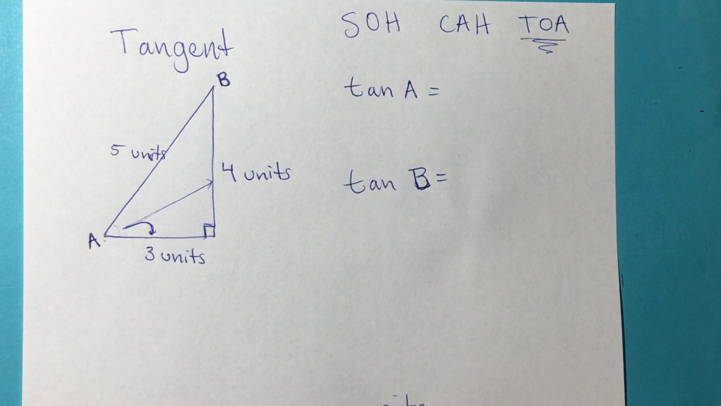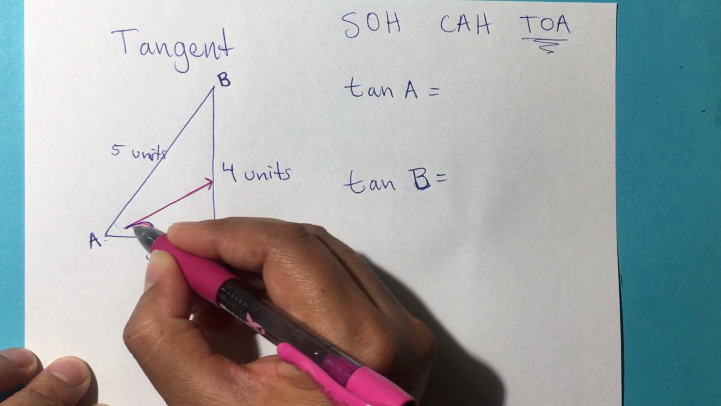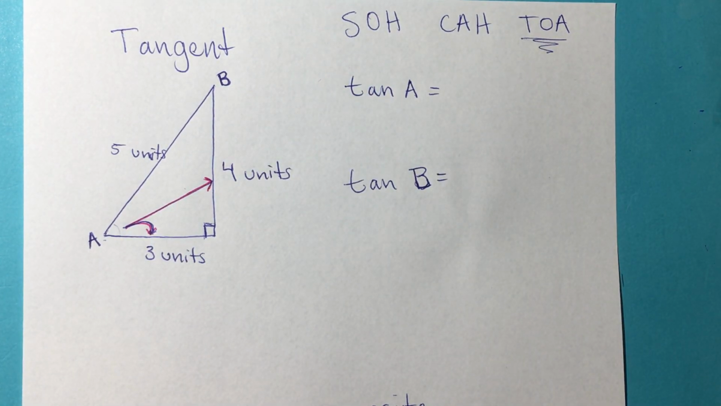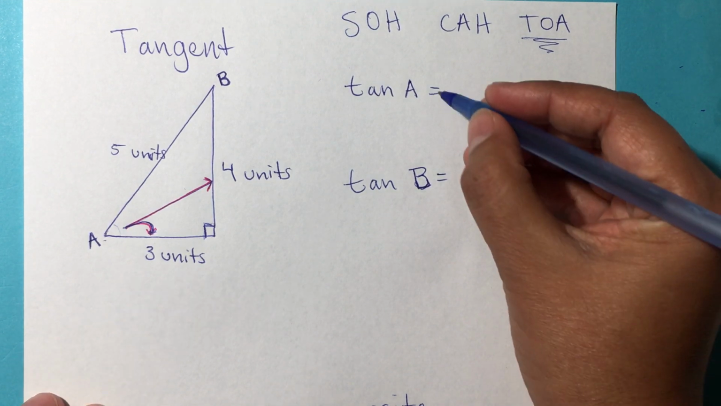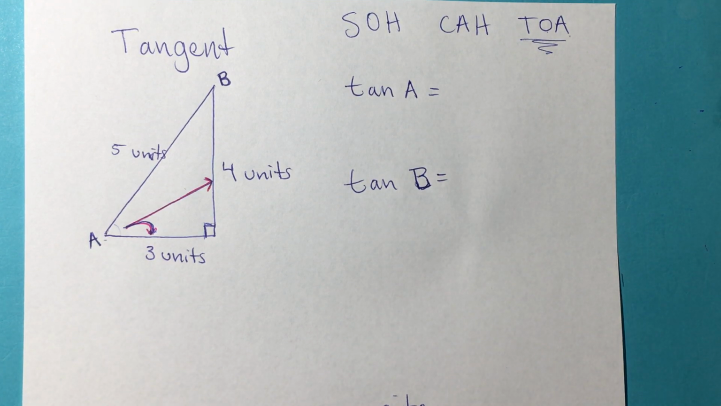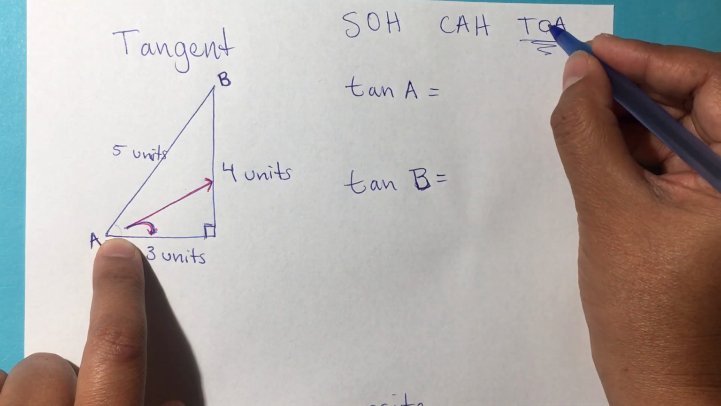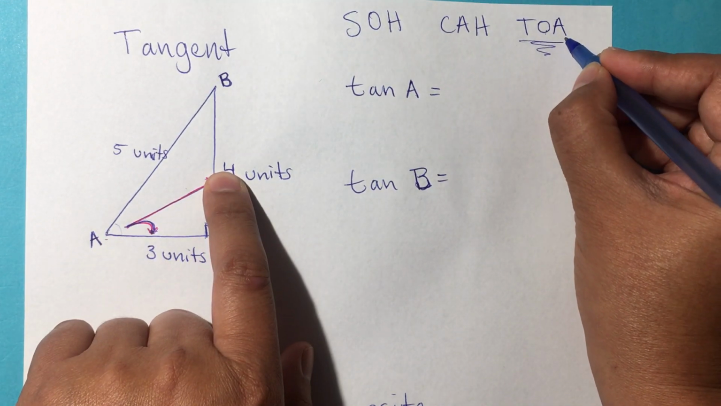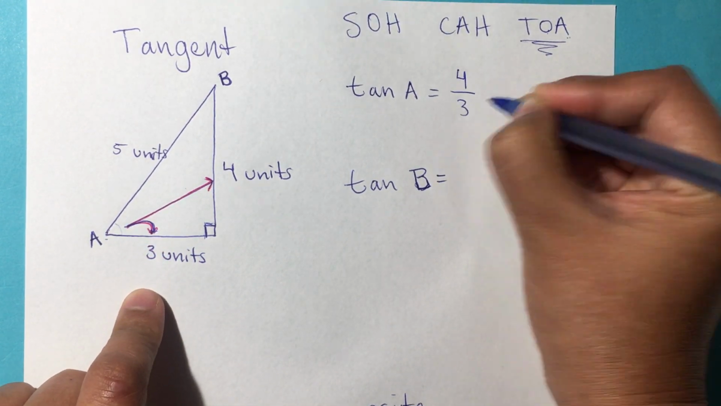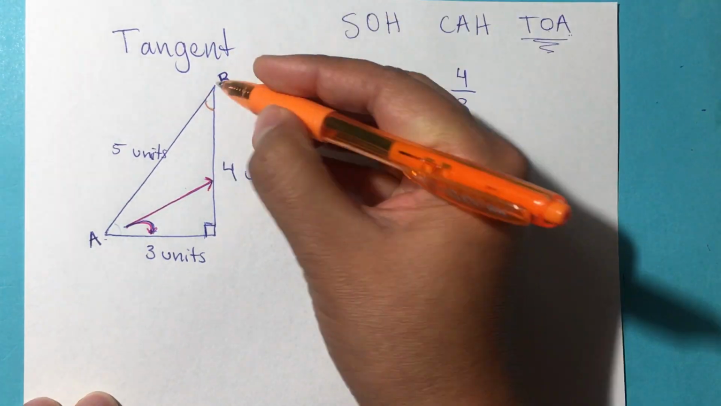Okay, so let me use a different color so that it's easier to identify them. So this is adjacent, this is opposite, and the hypotenuse is the longest side. So when it says to find the tangent of angle A, tangent is opposite over adjacent. So in this case, it will be 4/3. For tangent of B, let's use a different color.